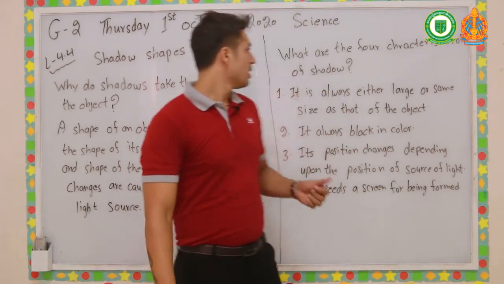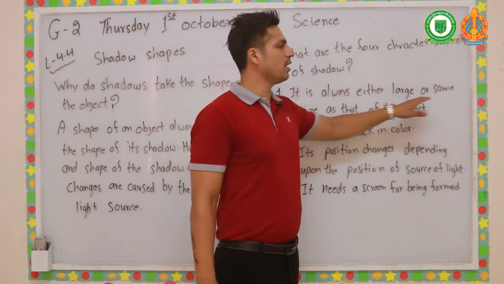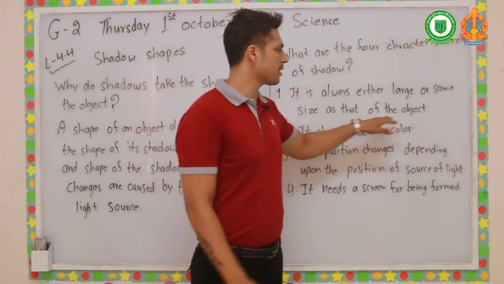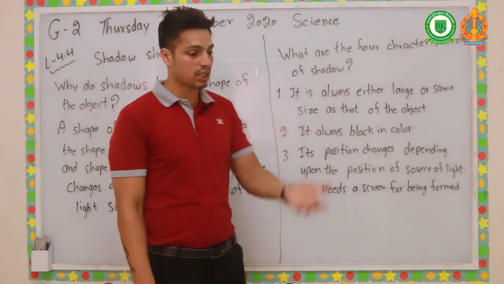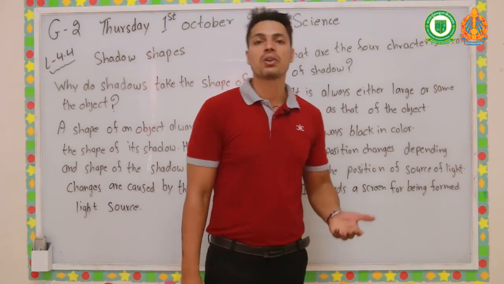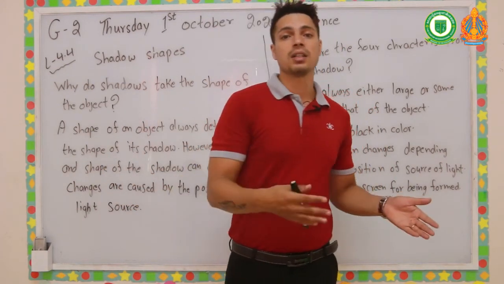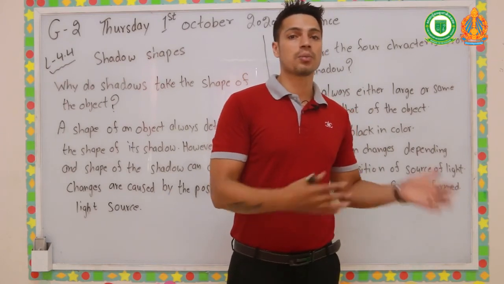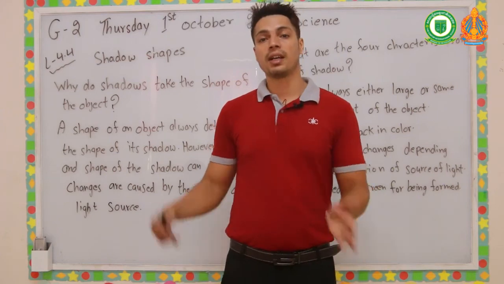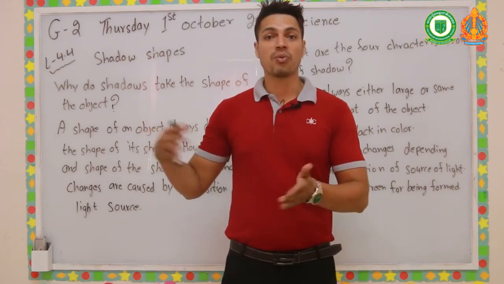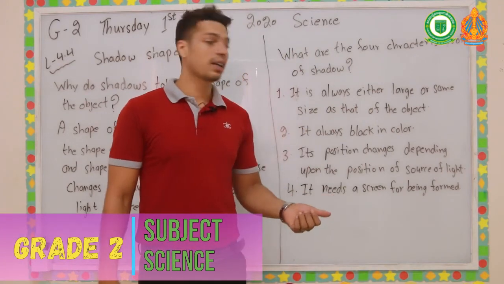What are the 4 characteristics of shadow? It is always either large or the same size as that of the object. It is always black in color. Why? Because the light cannot make its way past the object, an obstruction like an object or anything. That's why it's always dark in color.